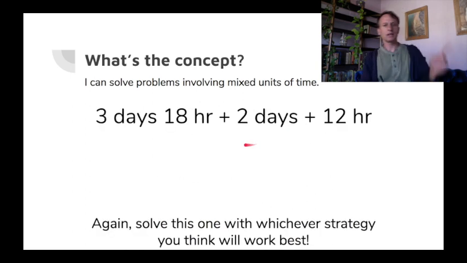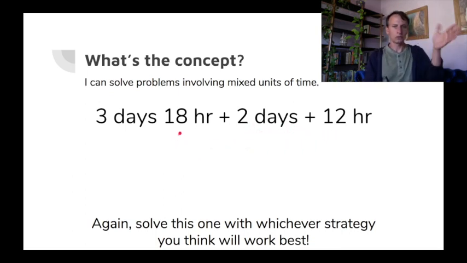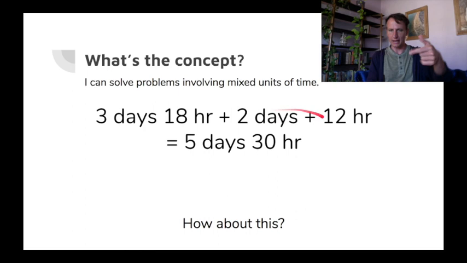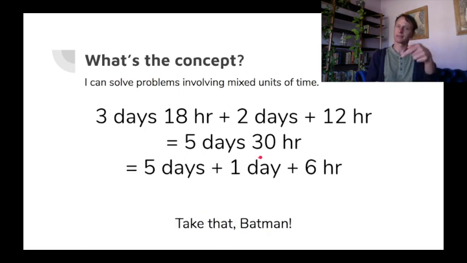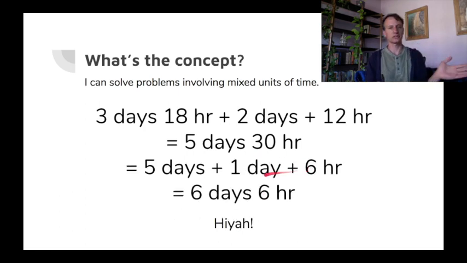All right. So now we're going to get into days and hours. 3 days, 18 hours plus 2 days, and 12 hours. Okay. So let's put the days together, and then we'll put the hours together and see what happens. So we'll get 5 days, 30 hours. 30 hours is more than a day. So we can decompose that 24 hours to another day, leaving 6 hours. Okay, so 6 days, 6 hours.